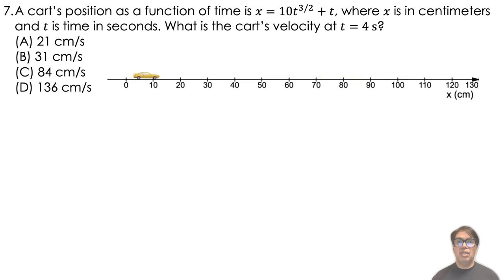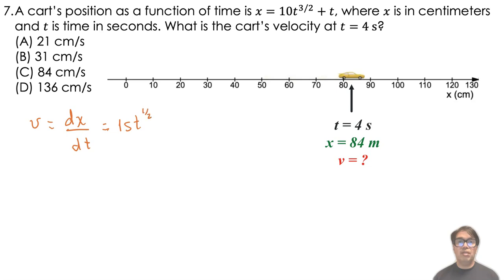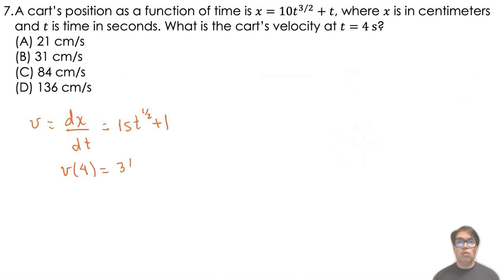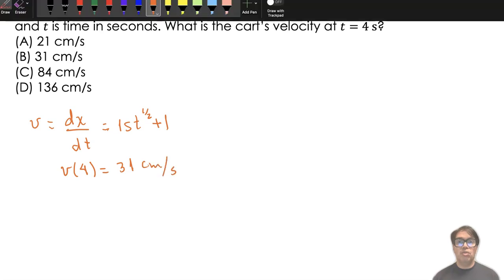This question needs an analysis of the velocity function, which, as you recall, is the derivative of position. The velocity then is v of t equals 15 t to the 1 half plus 1. Evaluating this function at t equals 4 seconds gives us 31 centimeters per second, which is option B.